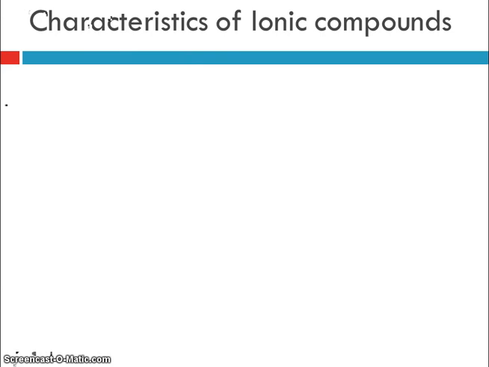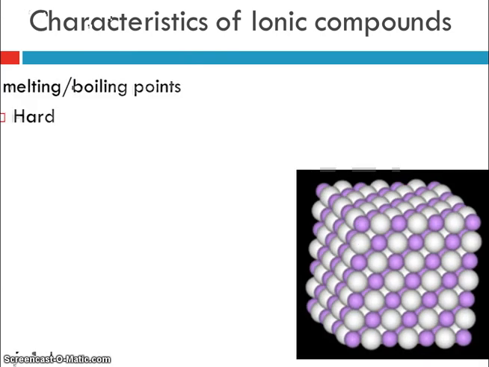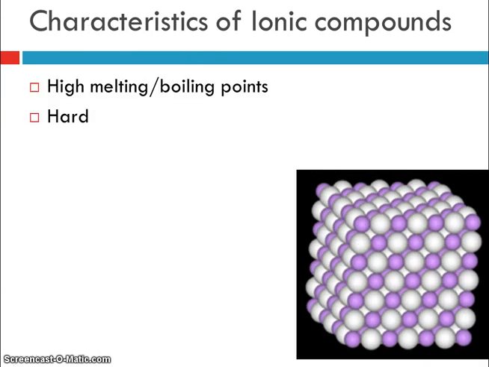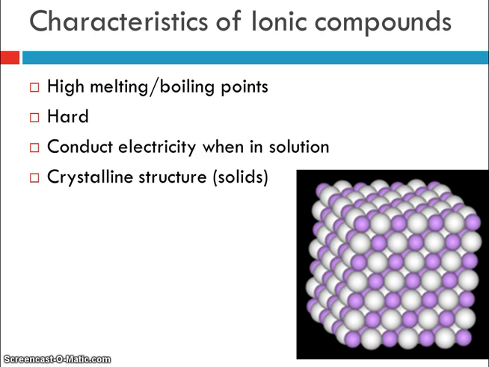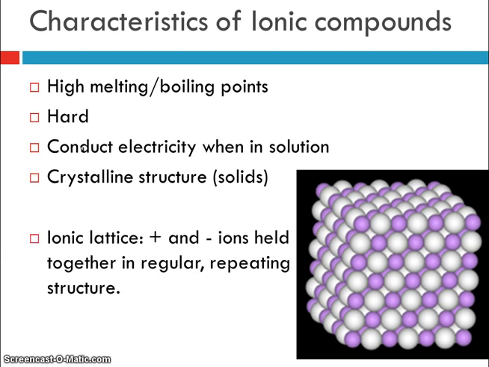Characteristics of ionic compounds. They have high melting and boiling points. They're very hard. They conduct electricity when in solution, so when they mix in your water, they form ions. And they form crystalline structures. An ionic lattice is where the plus and minus ions are held together in a regular repeating structure. Right over here is just trying to show a structure of an ionic compound.